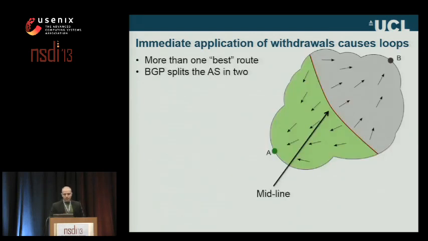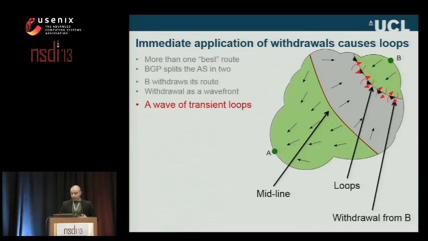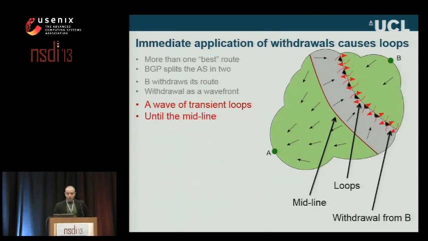So in general, every time there is more than one best route, BGP will split the autonomous system. In this case, there are two, and half of the autonomous system goes to A, the other half goes to B. The midline is the point where it costs, in terms of internal metric, as much to go to A as it costs to go to B. Now, here we can see the withdrawal coming from B, and here we can see this wave of transient loops that you previously saw. Now, how do we fix that?